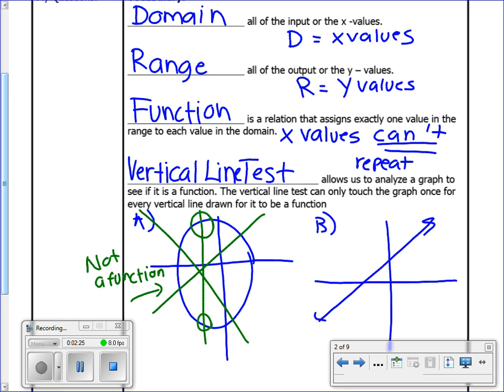But if I go over to my line here, and I make my vertical line going down, it only touches my graph once. If I draw another vertical line, again, it only touches my graph once. So yes, this is a function. So that's what it means by doing your vertical line test. And you only do your vertical line test when you're given graphs.